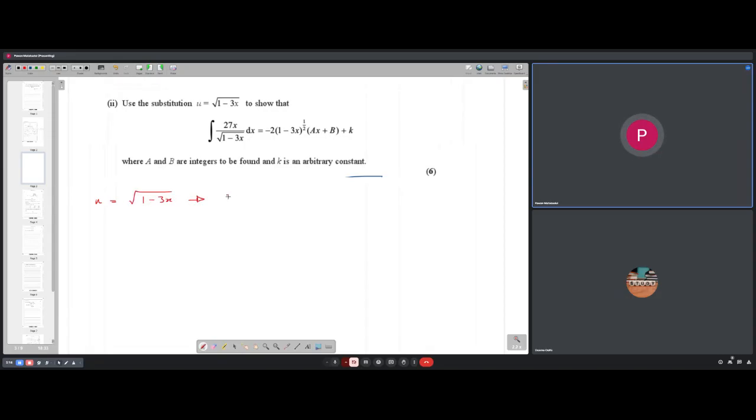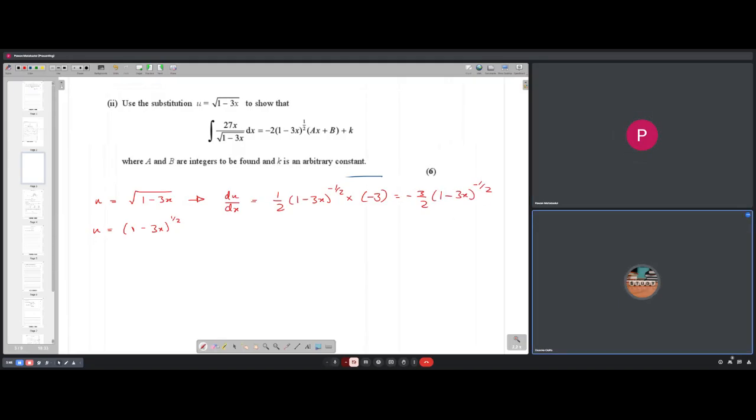And then what you want to do is find what du over dx is. So du over dx, oh, look at the substitution. It's just 1 minus 3x to the power of a half. So then it will just be a half times 1 minus 3x to the power of minus half multiplied by the derivative of what's inside here, chain rule, multiplied by minus 3. So it should be minus 3 over 2, 1 minus 3x to the power of minus a half. Does that make sense? Now, are you sure about that, yeah?